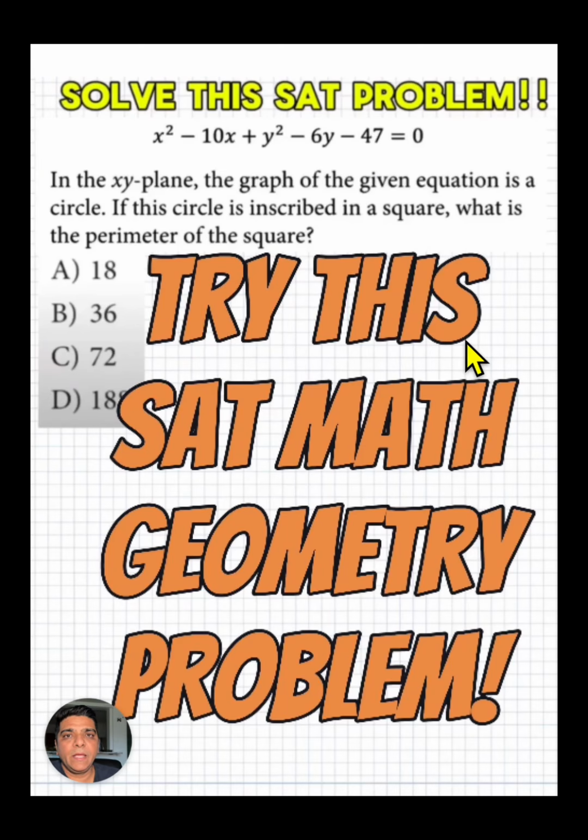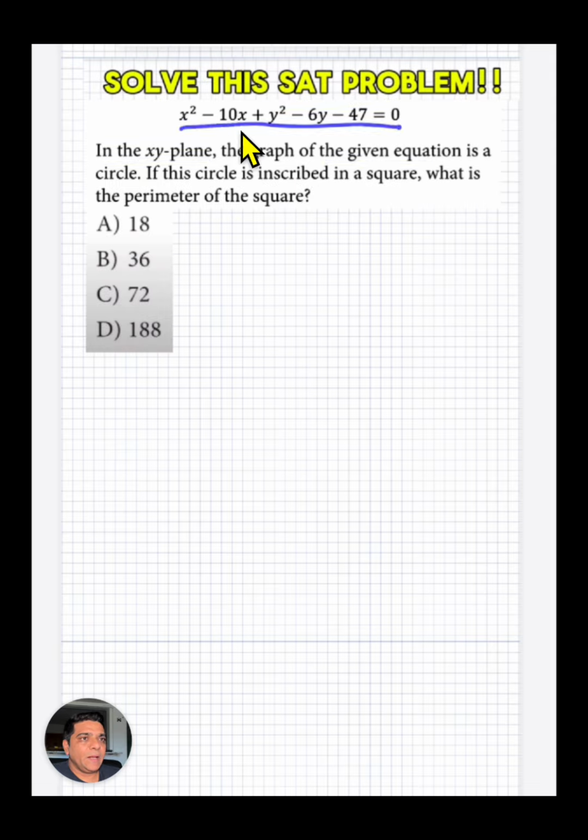Let's take a look at this interesting SAT math geometry problem. In the xy plane, there's an equation given. It's an equation of a circle that is then inscribed in a square. So what is the perimeter of the square?